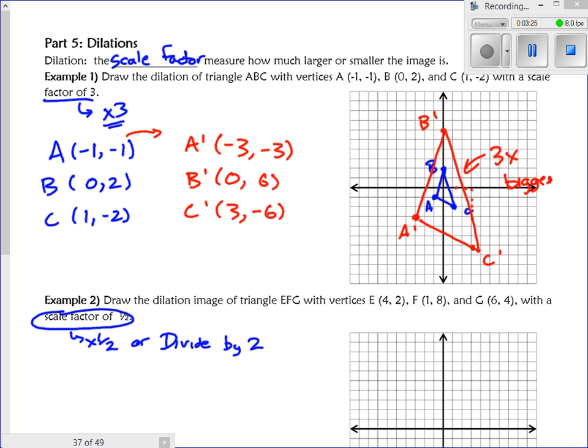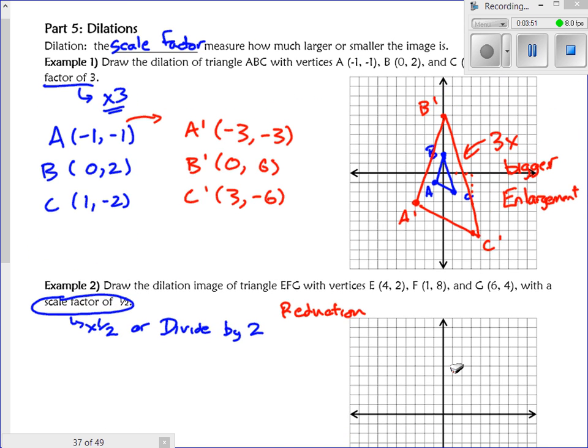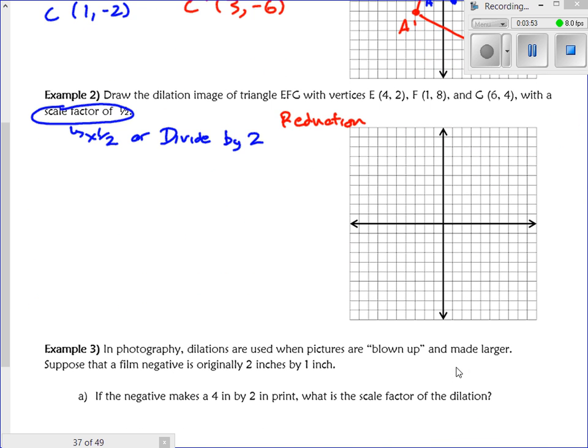And as these things get bigger, a term that will get thrown around a lot is an enlargement. And as these things get smaller, right, we're dividing by 2, this is what's called a reduction. So if you hear me throw out those terms, we can all stay on the same page. If drawing the picture helps, then go for it. But sometimes these dilations might be a little bit easier just to do the math very quickly.